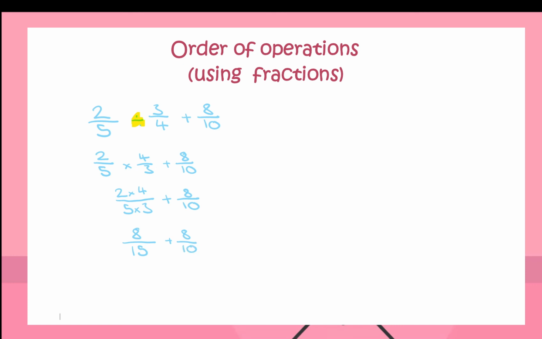Now we have a bit of an issue where our denominators don't easily go into each other, but we have a lowest common multiple of 30. So both numbers go into 30. So what we're going to do here is times them by the fractions that we need to get our denominators to 30. So we're going to times 8 over 15 by 2 over 2, and we're going to times 8 over 10 by 3 over 3, and you'll see what happens.